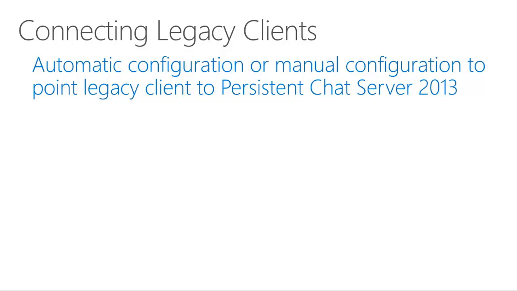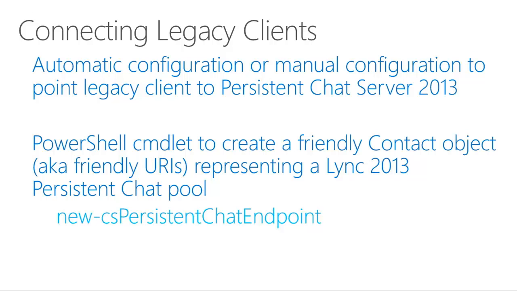For the legacy client, there are two ways, automatic or manual configuration, to point the legacy client to persistent chat. You can also use PowerShell commands to create a friendly contact object representing a Lync 2013 pchat pool. So there are easy-to-configure cmdlets for clients to connect to pchat, because we understand that when you migrate to new servers, you don't migrate immediately, especially the clients, which take time to migrate. Some clients need to stay on the older version until they're ready to migrate. So all these scenarios are supported seamlessly.